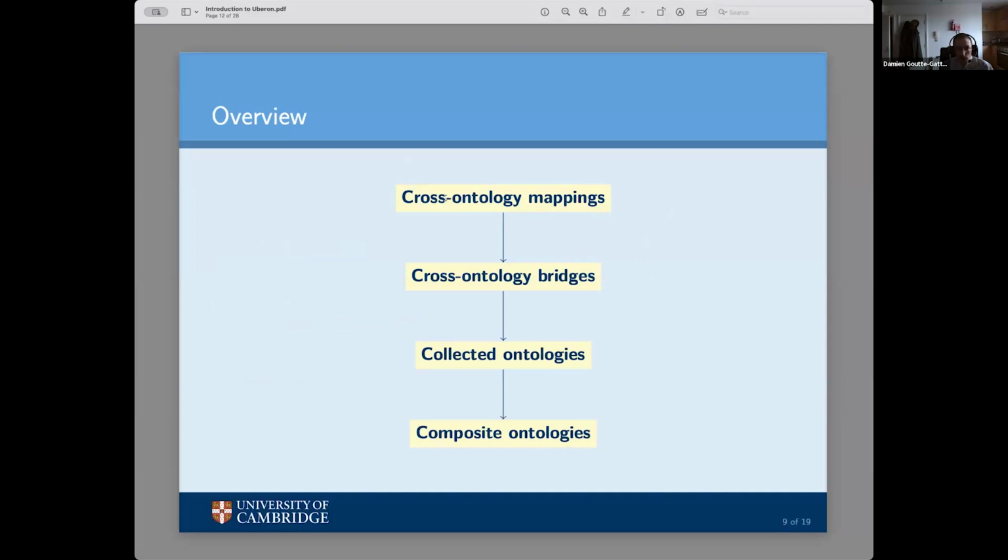So cross-ontology mappings are actually not a concept that is specific to Uberon. You can have cross-ontology mappings between any kind of ontologies and not only between Uberon and the taxon-specific ontologies. But the bridges and the notion of collected ontology and composite ontology, that is quite Uberon-specific parlance that needs to be described in a little bit more detail.